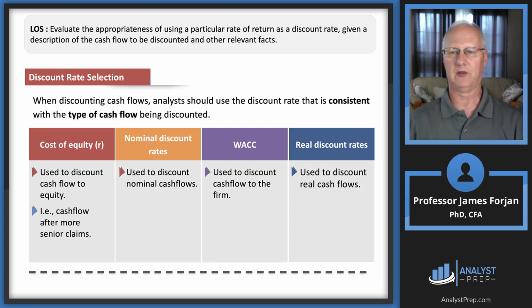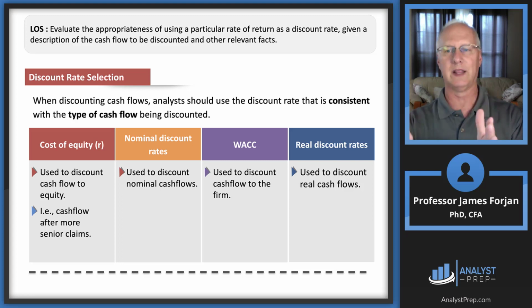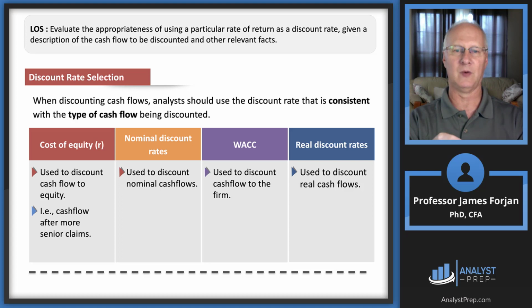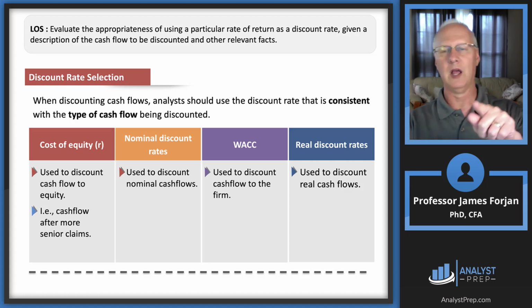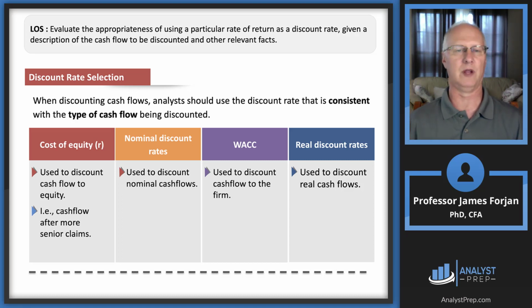Real discount rate used to discount real cash flows. I don't have anything interesting to say about column 2 and about column 4, other than to make sure that when you get to the vignette that you read it very carefully and see the words nominal somewhere in there or the words real in there somewhere. And the Institute will probably make you link those cash flows to either a nominal or a real discount rate.